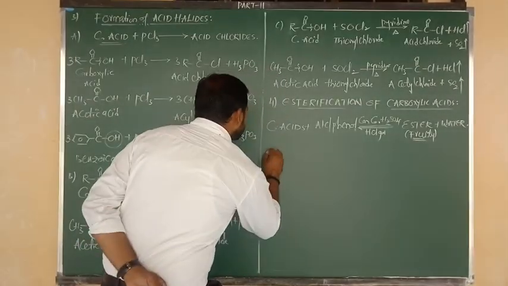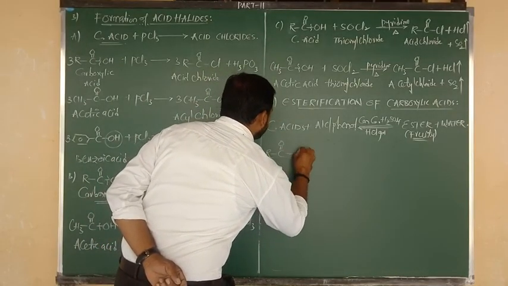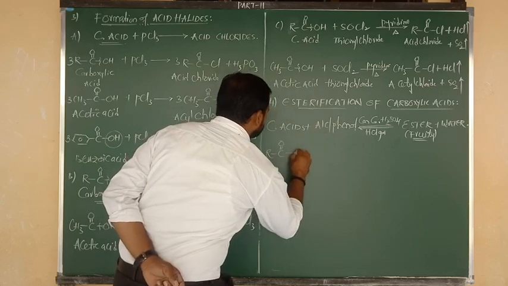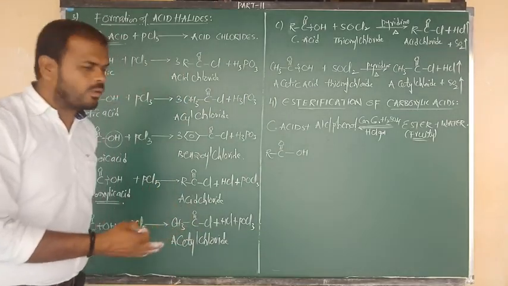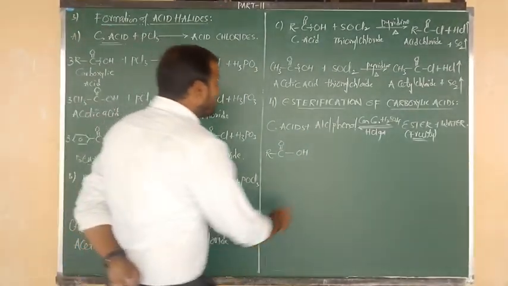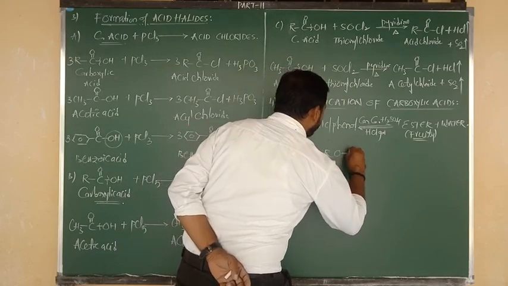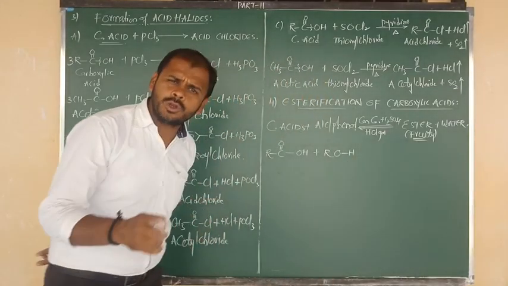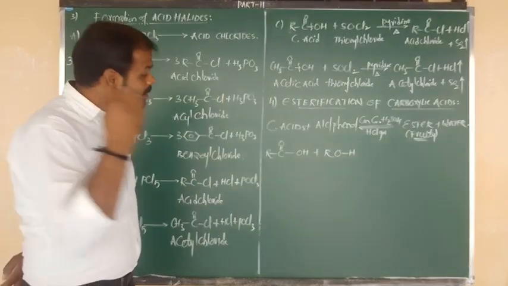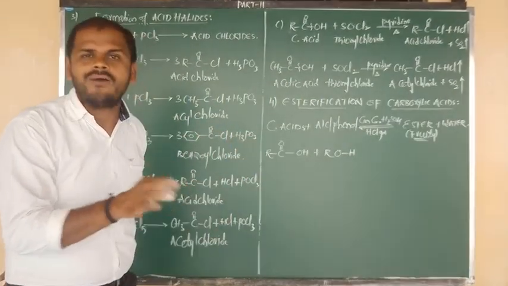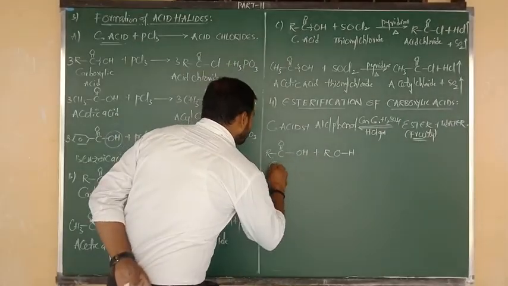Carboxylic acids, what is the general formula? R bonded to C double bond O, C double bond O bonded to OH. Okay, I am going to write here R, C double bond O bonded to OH. Now it undergoes reaction with alcohol ROH. So simply we can say RO bonded to H, but here I want to write it like this only because we have a particular reason. I will tell you.